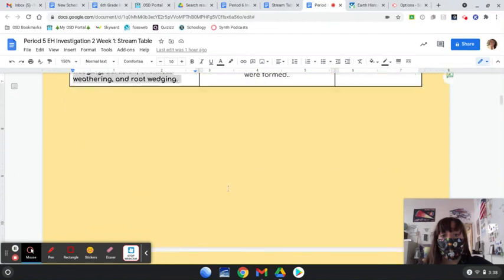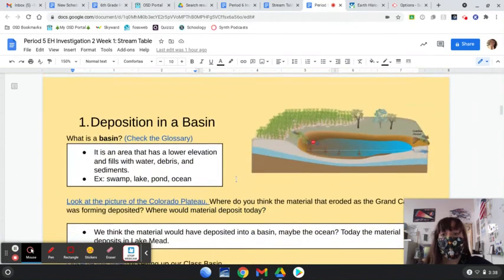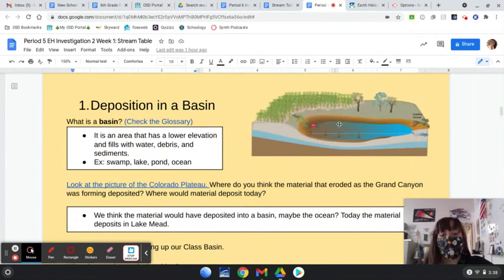Okay, so scrolling down. Deposition in a basin. What is a basin? Well, I asked students to really look at this picture. It kind of looks like a boring little pond or a lake, but think about how it slopes down and how when it rains, material will drain down. And when material drains down, you're going to have things piling up in this basin. Over time, you'll have lots of layers piled up in this basin.